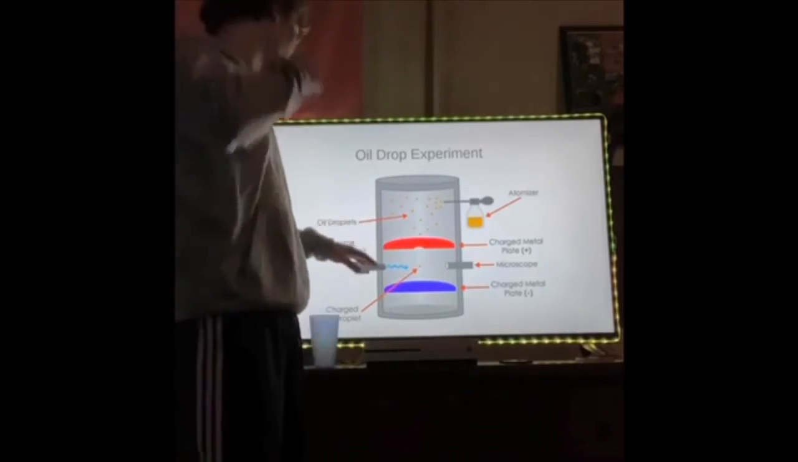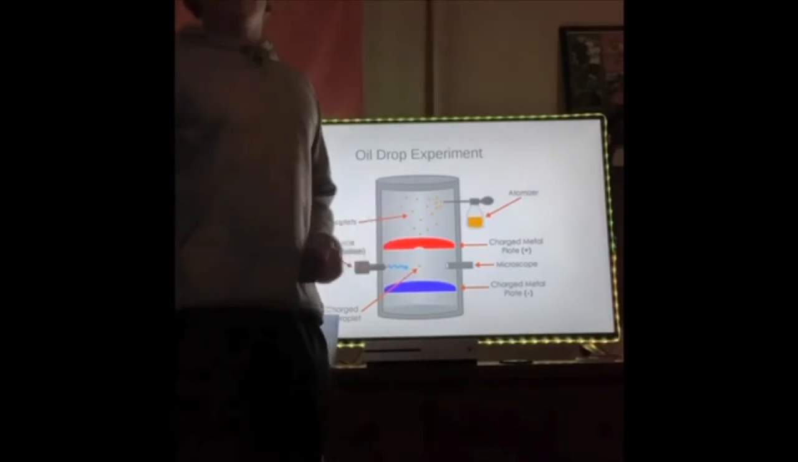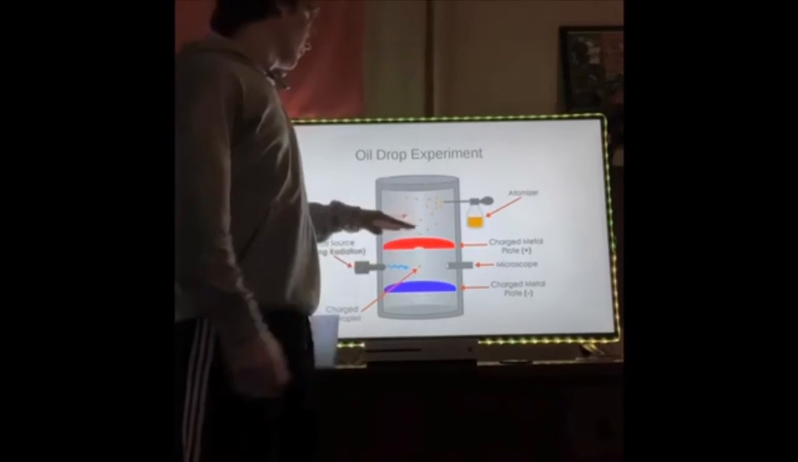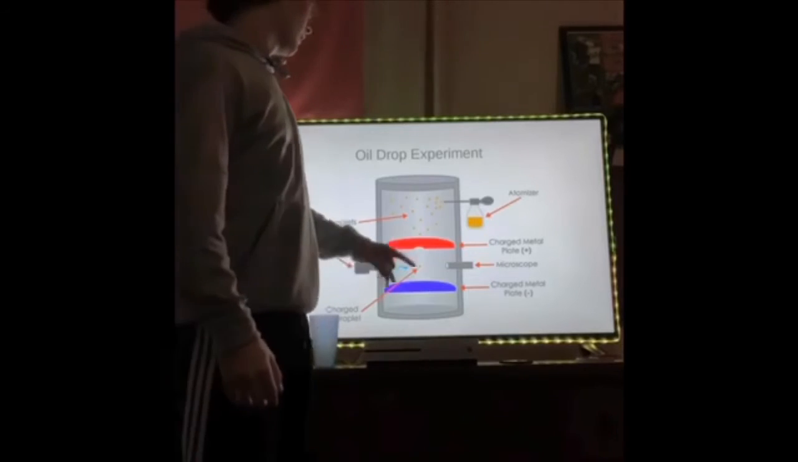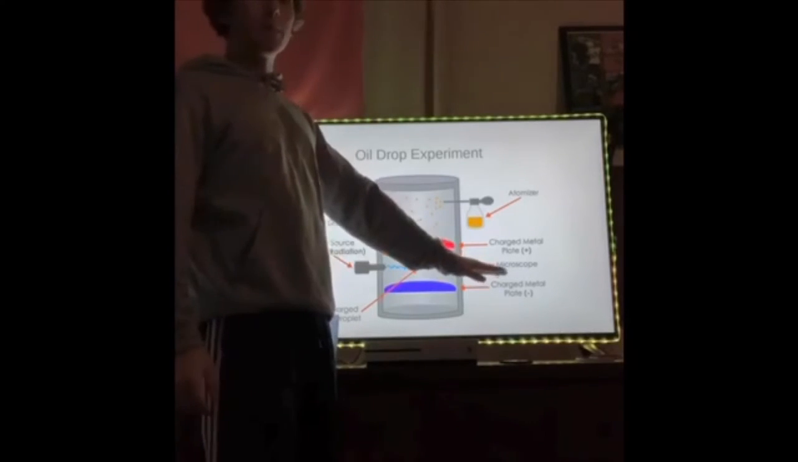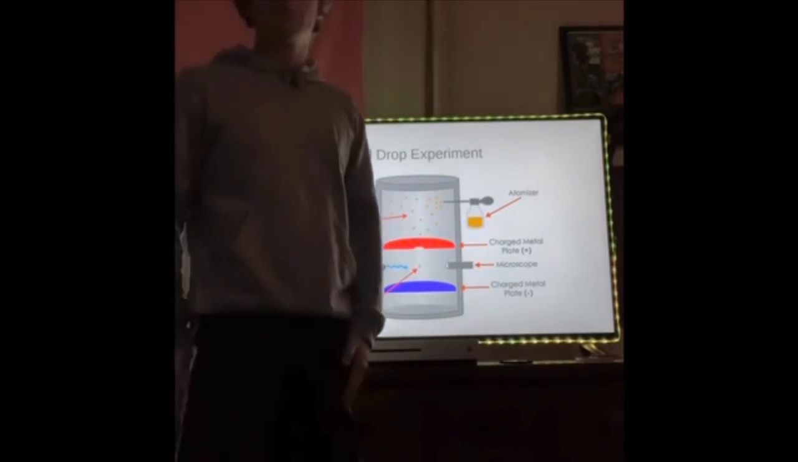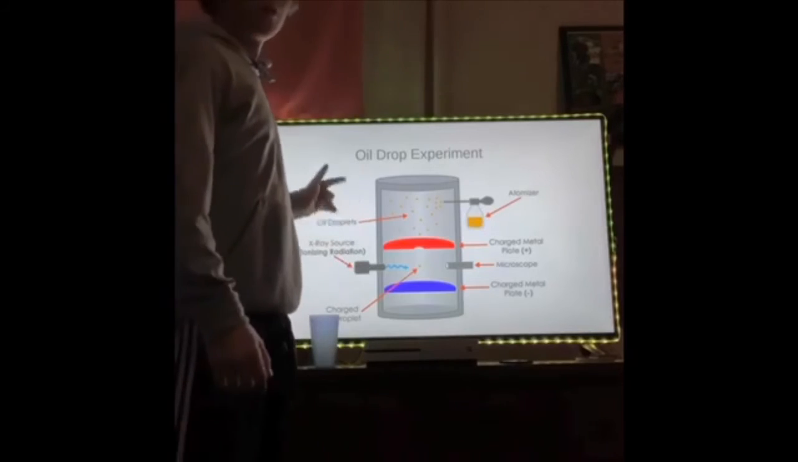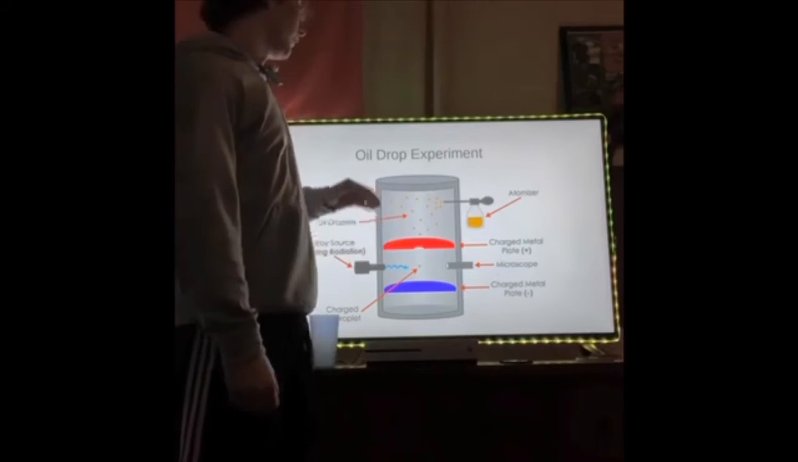Now as it fell, there also came an X-ray. This X-ray ionized the air inside of the chamber. As these oil drops fell, they also gained a charge. And old Homeboy Milkman here could look at the rate at which the oil droplets fell through his microscope.